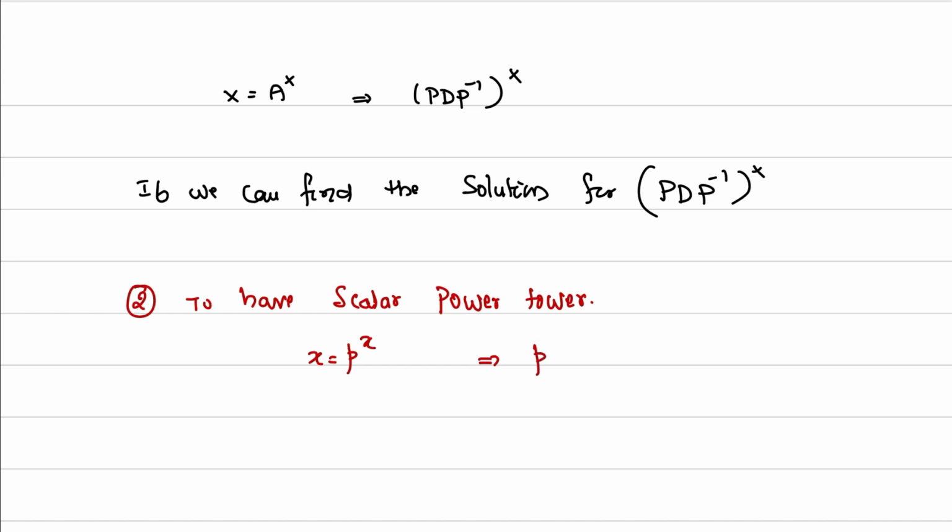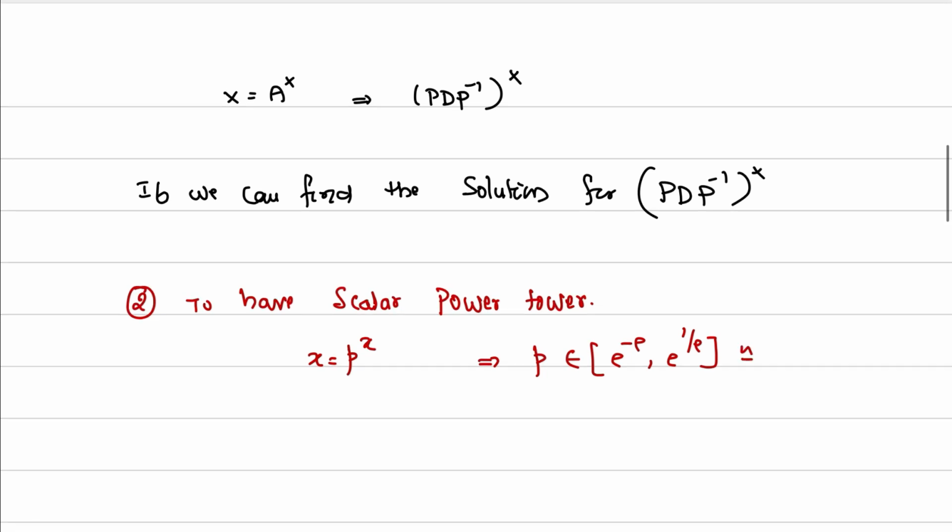Implies P belongs to the set e to the power of minus e to e to the power of 1 by e, this we have done already. That is approximately, it belongs to 0.0659 to 1.446. Please recollect this.